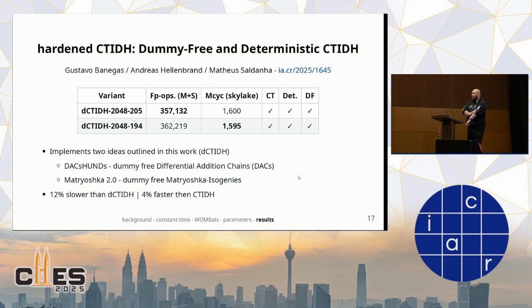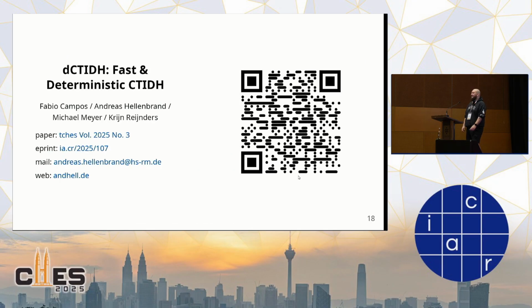So we implemented this in some follow-up work that got on ePrint just this Saturday. And here we see we get a little performance decrease. So we are only 12% slower than the dummy-based CTIDH version from the last slide, but we are still 4% faster than CTIDH itself. And we have the same properties as the CTIDH version. So this time we achieve every property that we want to have. So, yeah, thanks.